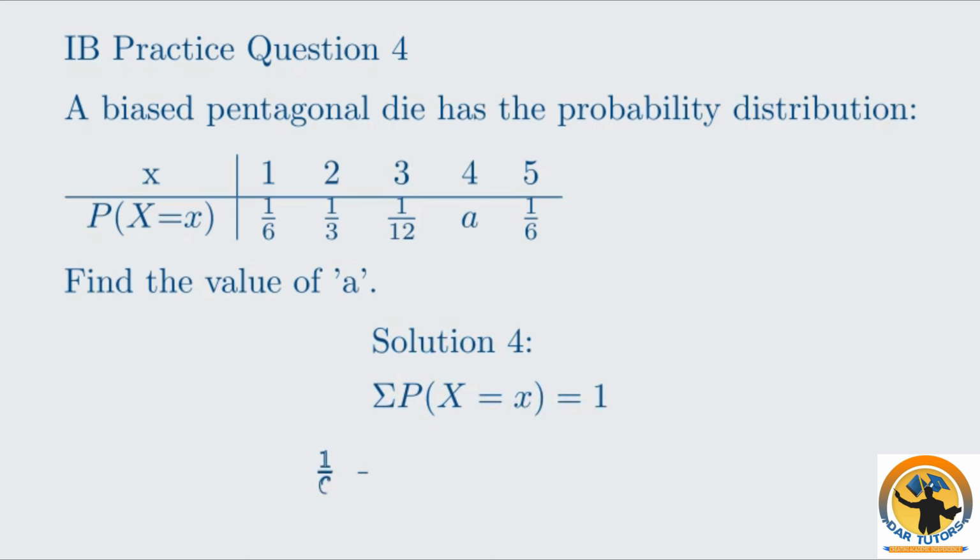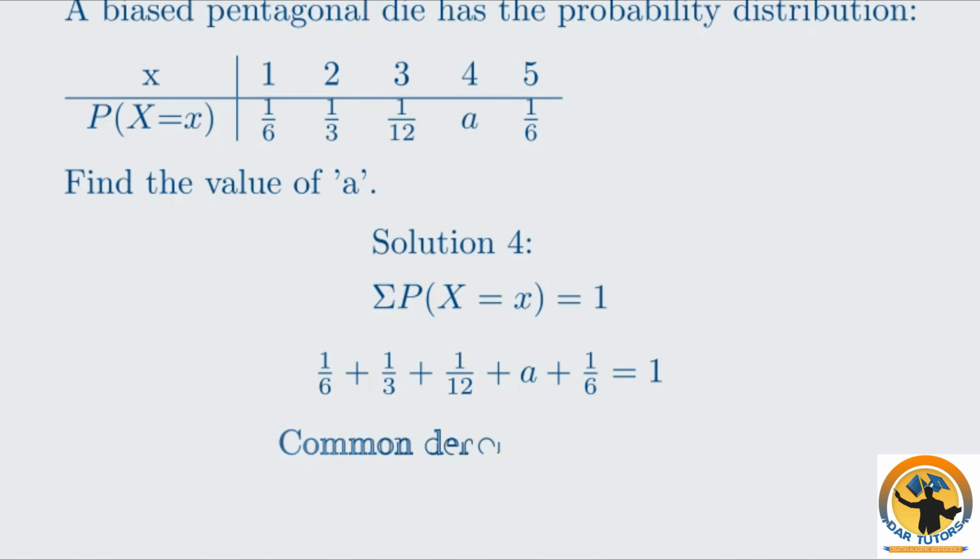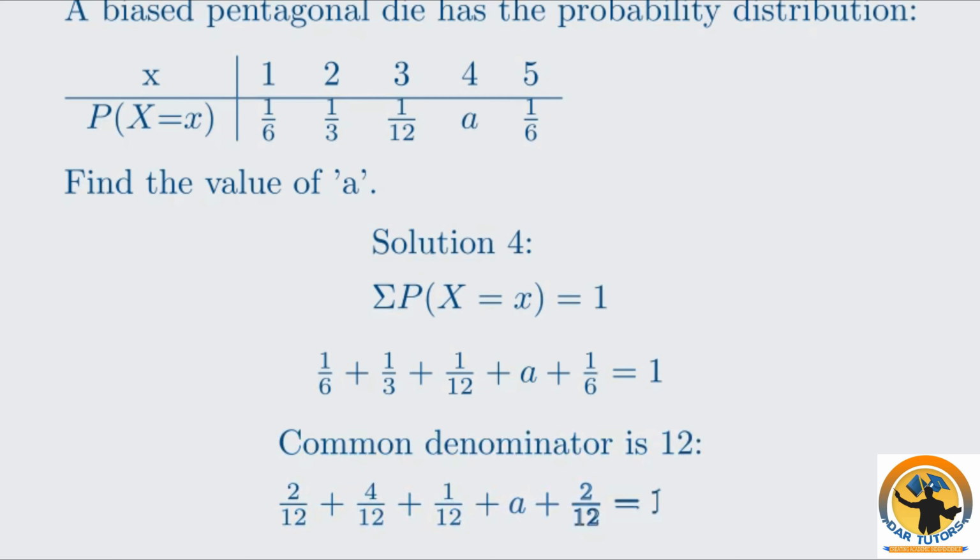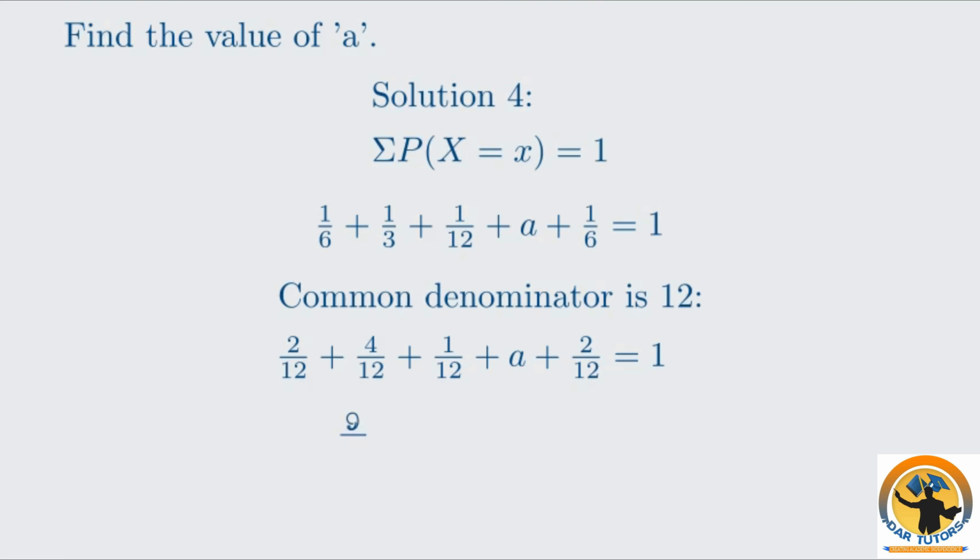We add all the given probabilities, 1 over 6, 1 over 3, 1 over 12, and the unknown a, and set the sum equal to 1. To make the addition easy, we find a common denominator, which is 12. We convert each fraction: 2 over 12, 4 over 12, 1 over 12, and 2 over 12. Adding the fractions, we get 9 over 12. So, 9 over 12 plus a equals 1. This means a must be 3 over 12, which simplifies to 1/4. So the probability of rolling a 4 is 1/4.